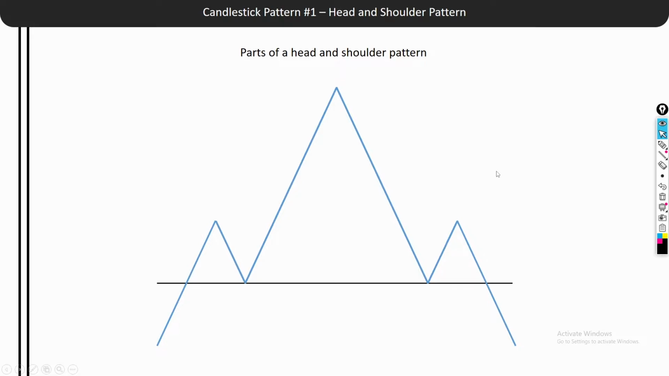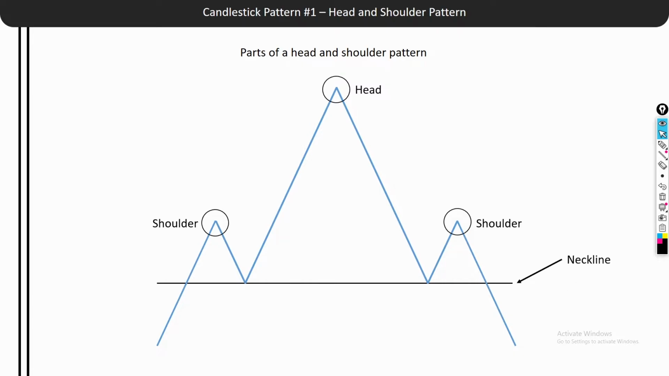As the name suggests, a head and shoulder pattern has three parts. Firstly, the head, which is the topmost price from which the sellers take over. Secondly, there are two shoulders. These are the most contested regions between the buyers and the sellers.